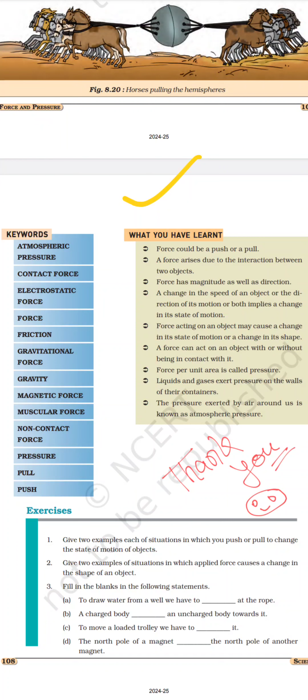Next, force per unit area is called pressure. Next, liquids and gases exert pressure on the walls of their container. Next, the pressure exerted by air around us is known as atmospheric pressure. Got it? Here are some keywords. You can go through them yourself.